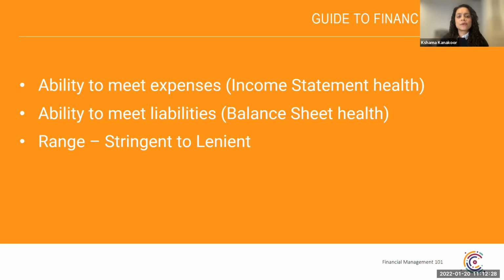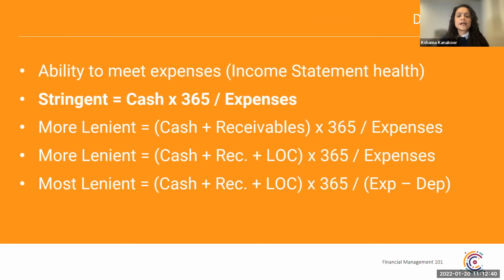So there's a very stringent way of calculating the ratios, and there's a more lenient way. And I'll take you through both of them through our examples. Next slide, please. So we look at the days cash first because that's where we start in our roadmap. So days cash basically looks at your ability to meet your annual operating expenses, which is again a measure of the health of your income statement. And as I mentioned, there's a stringent way of calculating it, and there's a more lenient way as well.